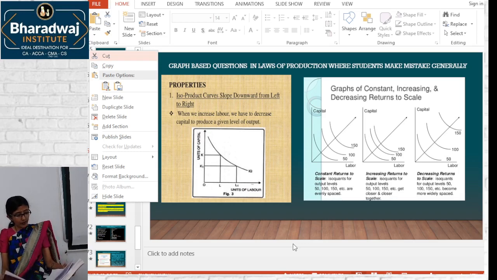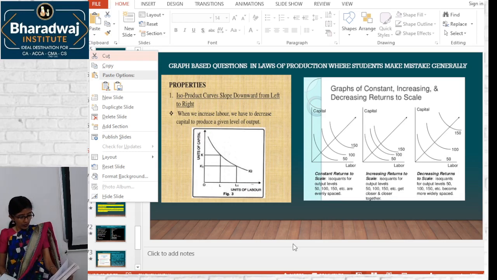Second one. Laws of production examines the changes in the factor proportions. True or false? Laws of production examines the changes in the factor proportions.